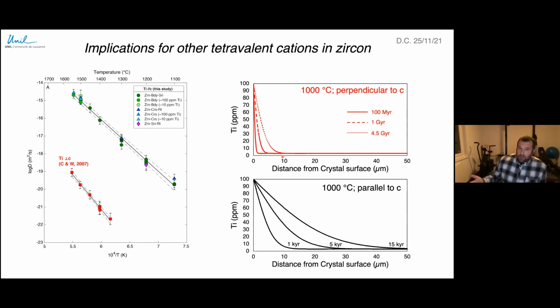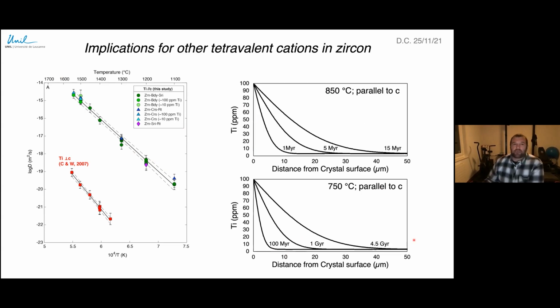Now, if I do these same calculations, taking this new data set in which diffusion occurs parallel to the C-axis, it's a much, much different story. At 1,000 degrees parallel to C, in as little as 1,000 years, we expect over 10 microns diffusion distance. In 15,000 years, we've already got 50 microns of diffusion penetration.